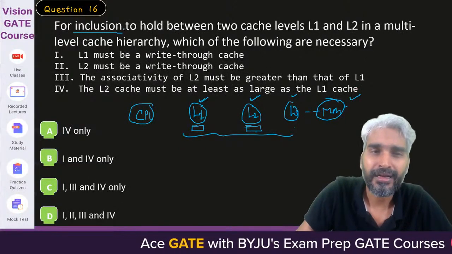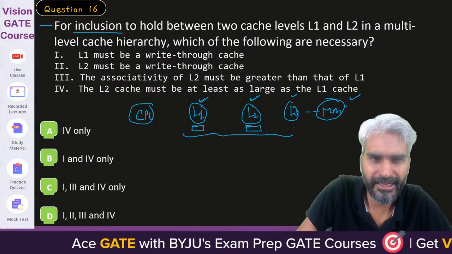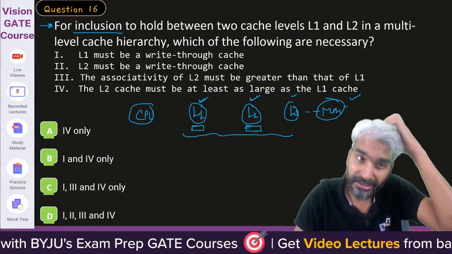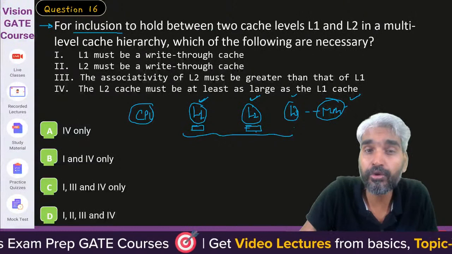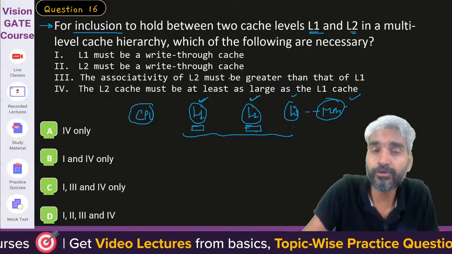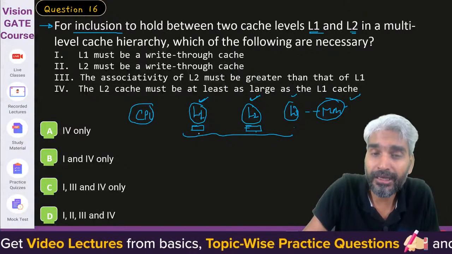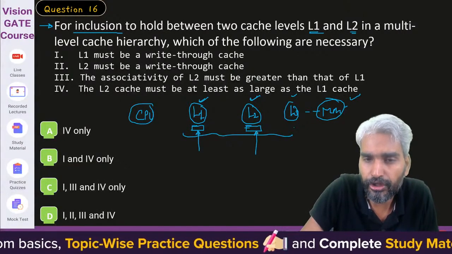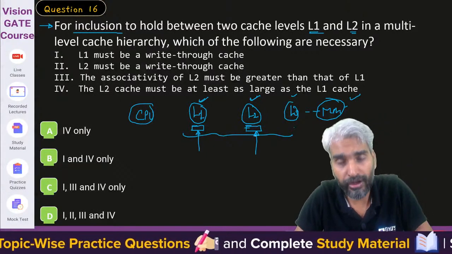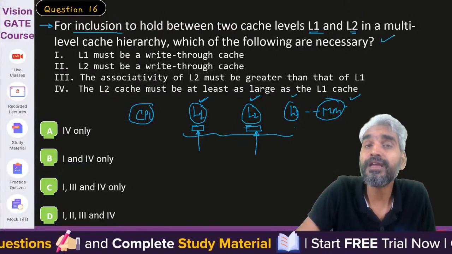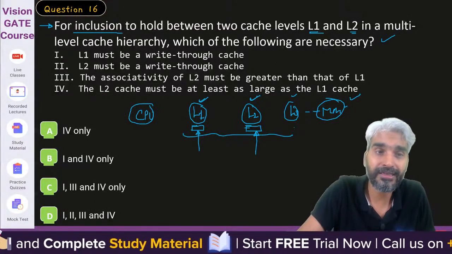This is a more detailed analysis for when we go into multi-level cache, but for this question just try to understand. For inclusion to hold between two cache levels L1 and L2, whatever main memory block numbers are present in L1 should also be present in L2. For this to happen, which of the following is necessary?